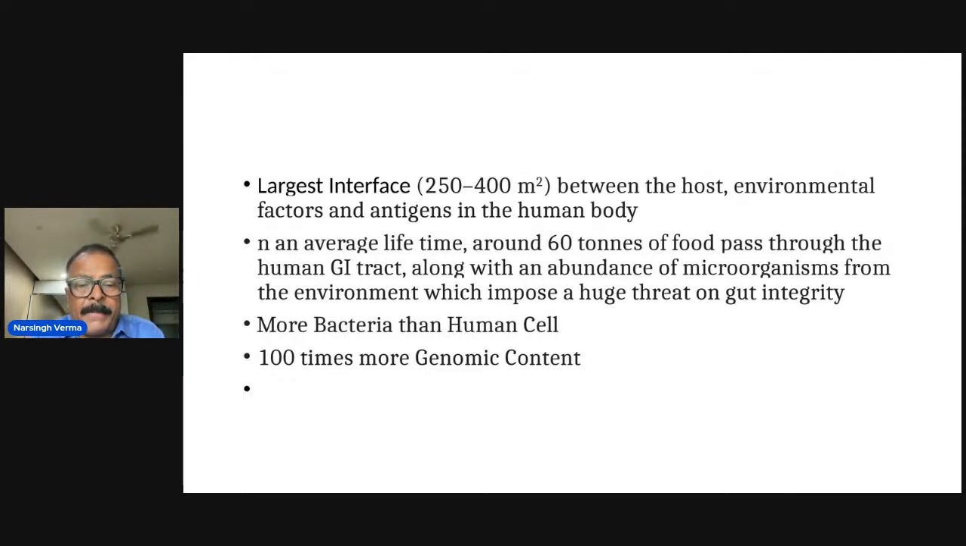In an average lifetime, around 60 tons of food pass through the human GI tract. 60 tons in an average life, I'm talking about. Through the GI tract, 60 tons of food passes, along with an abundance of microorganisms, and these microorganisms come from the food which we take and from the environment. These bacteria or microbes go in, which imposes a huge threat on the gut integrity. So if this is not managed properly, the gut integrity will be under threat.